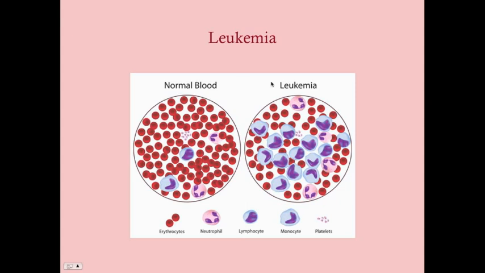So remember, in leukemia, what you're going to see is a proliferation of blasts in the peripheral blood. You're going to see this more in acute leukemia, but in both acute and chronic leukemia, there will be an increased level of blasts. And blasts are just immature white blood cells.